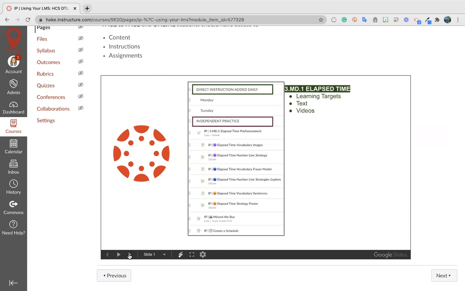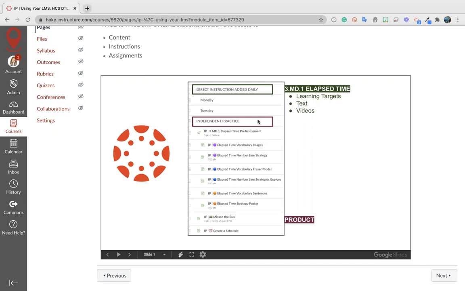Right, so independent practice is where, I mean, you guys are doing that. You're having your kids work in Canvas, and that's where they're turning in their products, right? So we're talking about our Miss the Bus activity. That is an assignment that is going to tell me if my kids know this elapsed time standard. So that's the student product. You guys already have that stuff in Canvas.